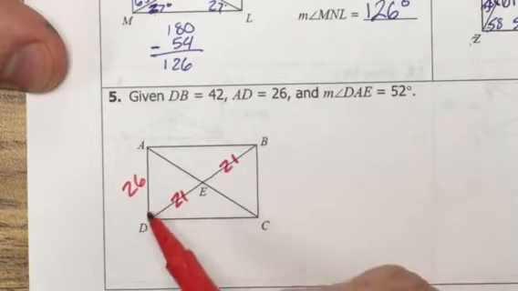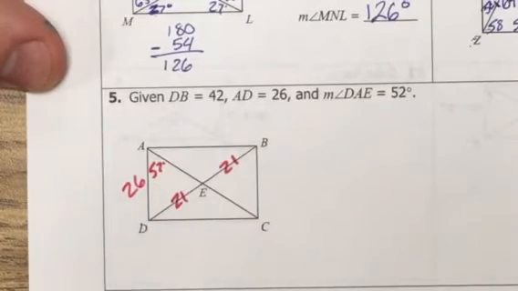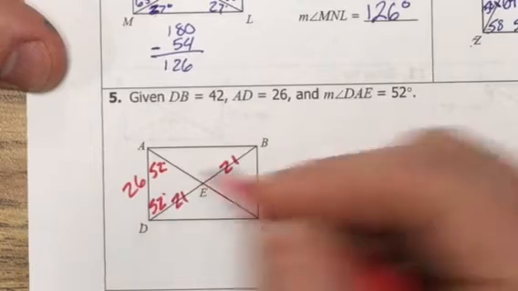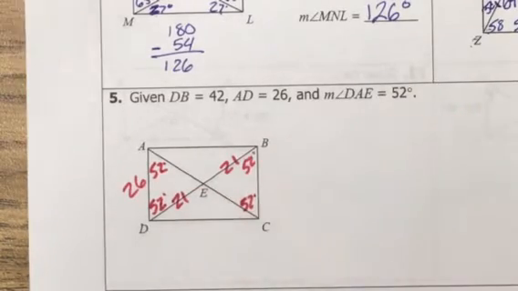I know that AD is 26. And I know that angle DAE is 52 degrees. Okay? Based on what we've already done, I can say that this angle is 52, this angle is 52, and this angle is 52 based on the last 2 examples. Should be able to see that. That's our alternate interior angles based on our parallel lines.